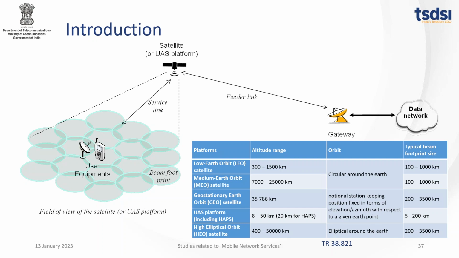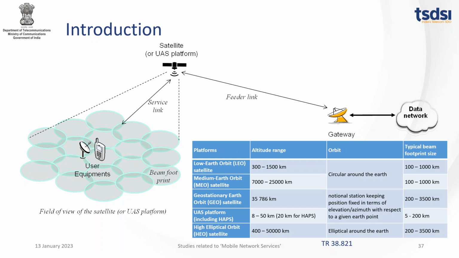Their terminology involves something called a gateway. It basically connects to the satellite, and the connection from the gateway to the satellite is called the feeder link. And then from the satellite to the devices is called the service link. The service link in turn consists of multiple beams. Beamforming has been in use for quite some time in the satellite domain.